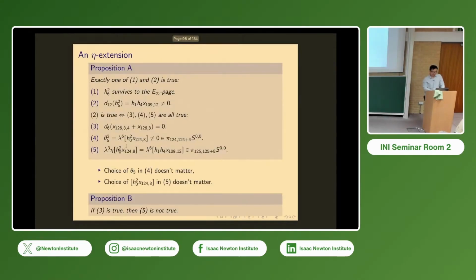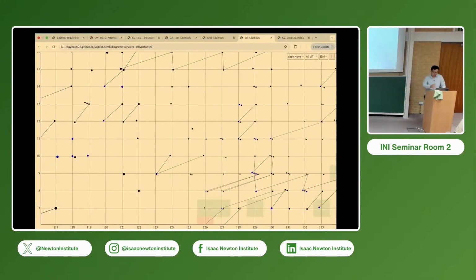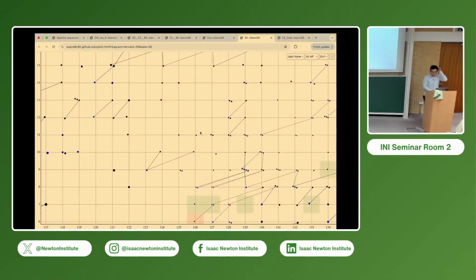3 is this D6, 2 is not killed by a shorter differential, 5 is this eta extension. So maybe it's easier for me to explain this in the picture. So that's the possible candidate for theta 5 squared. That's the possible candidate for eta, right? So we're going to, in the end, establish that this eta extension cannot happen, okay?